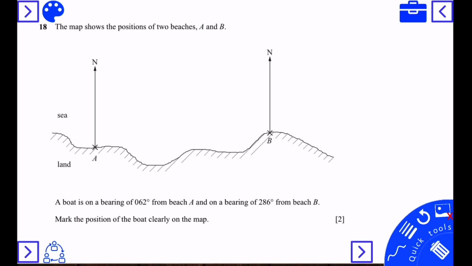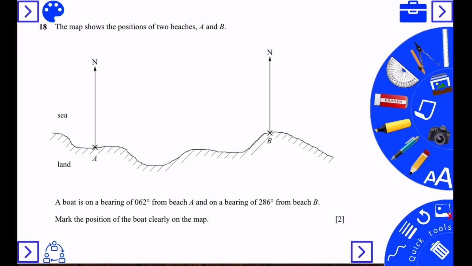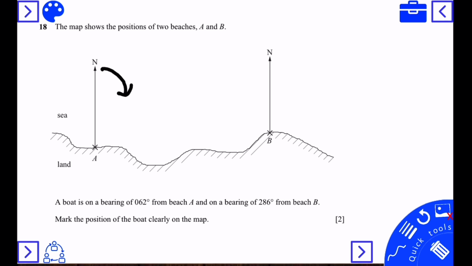For question 18. The map shows the position of 2 beaches, A and B. A boat is on a bearing of 062 degrees from beach A and on a bearing of 286 degrees from beach B. Mark the position of the boat clearly on the map. For this, we need to find out the bearing. First, this is 062, and then this is 286.